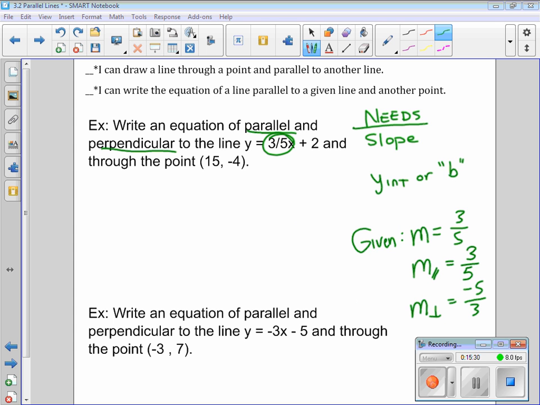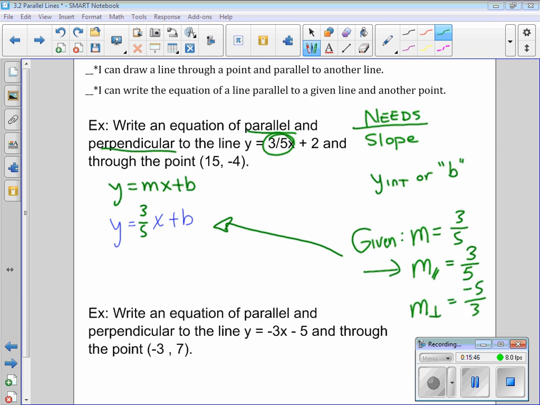Now, as I said before, we have two needs. We need a slope and then a y-intercept. So I'm going to build a parallel one, and I've already got the slope that I'm going to need for it. There's my standard form. So I bring my parallel slope and stick it into my standard form. There it is. Next up, I'm going to force this new line that I'm building to have this point right here as part of its points.